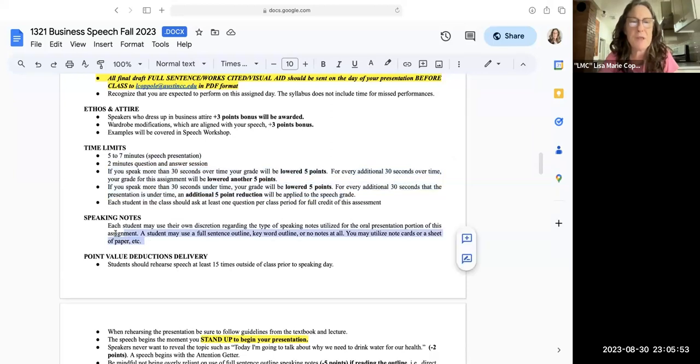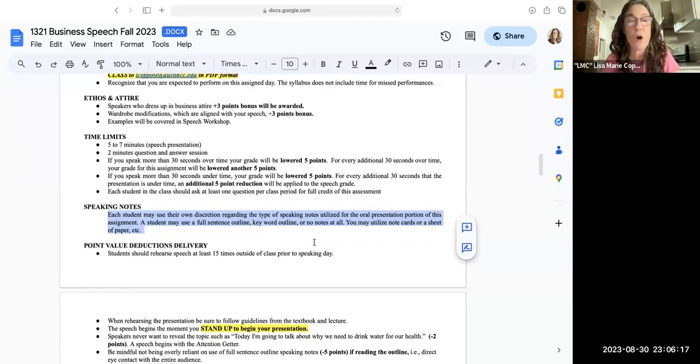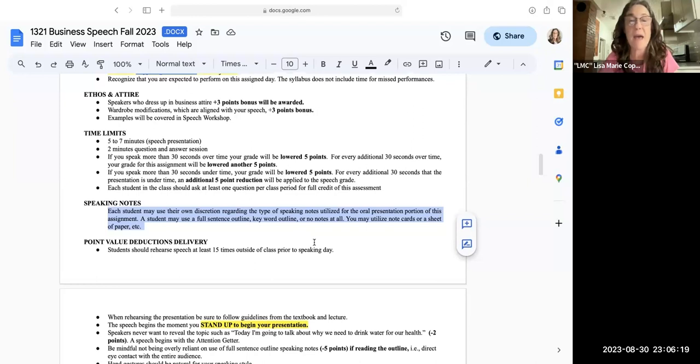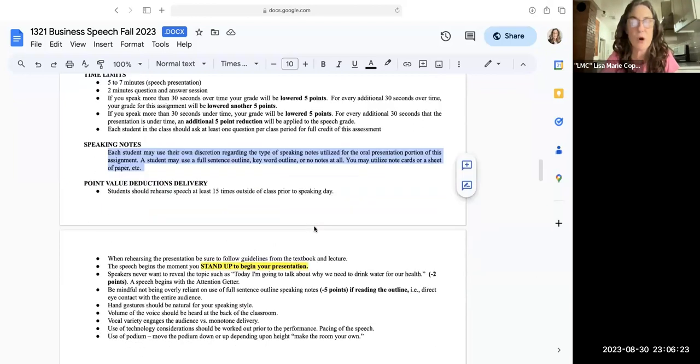Obviously, you should. The speaking notes, if you want to put your full sentence outline that you turn into me via PDF before class. So before class, that outline should be in my inbox in PDF format. That's the rule, okay? It's only fair to do that. If you want to transfer it for yourself to note cards or use your phone or an iPad and have a different device to speak from, that's totally your call.